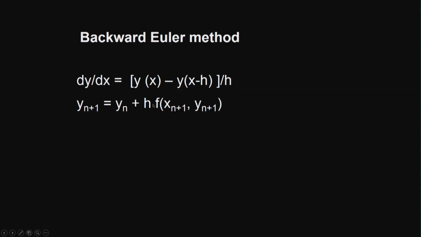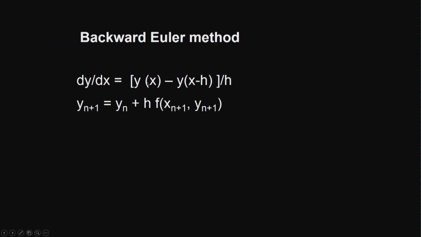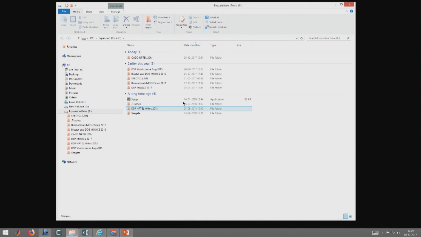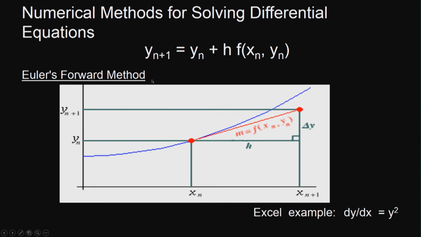Then we also have the backward Euler's method, just like the backward differentiation method. As you can see, dy by dx is equal to y(x) minus y(x minus h). So, instead of taking x plus h, you are taking x minus h, and then you calculate yn plus 1. So, you take the differential from the previous point and then use that for your yn plus 1. As I said, this is Euler's method.